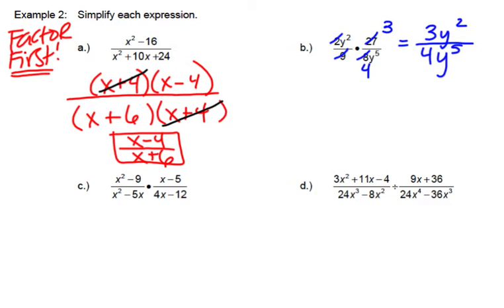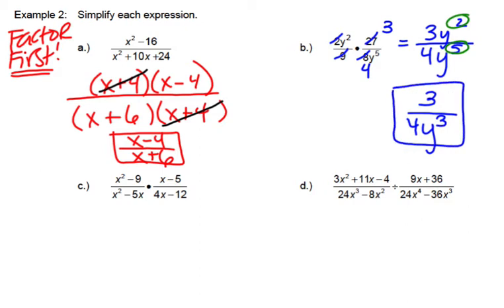Again, we've got like terms, top and bottom. They're both the base of y. I have 2 y's on top, and I have 5 y's on bottom. So subtract the difference there. There's more on the bottom, so I'm going to end up with 3 over 4 y to the 3rd. 5 minus 2 gives me 3 more in the bottom.